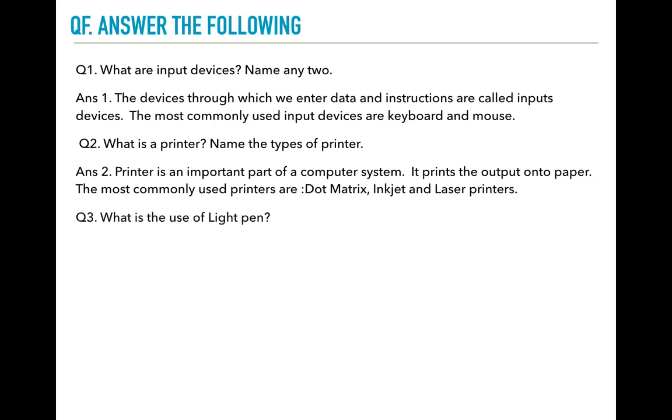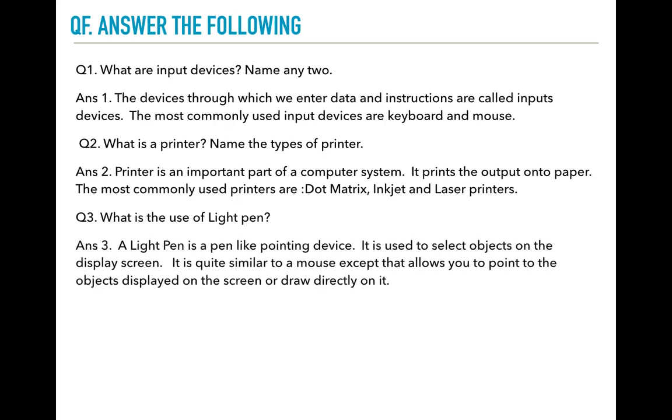Question 3, what is the use of a light pen? A light pen is a pen-like pointing device. It is used to select objects on the display screen. It is quite similar to a mouse, except that it allows you to point to the objects displayed on the screen or draw directly on it.